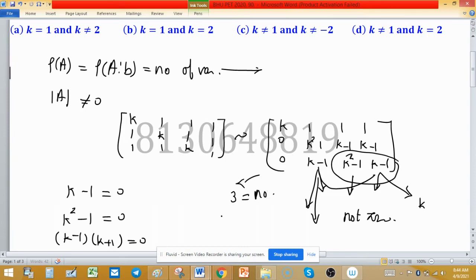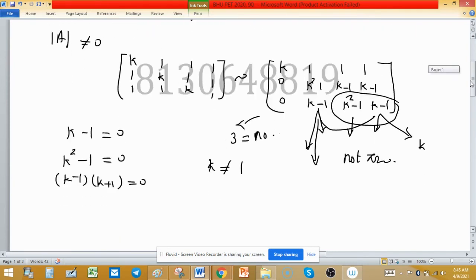So we cannot choose the value of k as 1. It means k is not equal to 1. In options A and B, k equals 1, so options A and B are discarded here. Now options C and D might be true, or both might be true. But the condition on k is also given as k equal to minus 2 or 2. So using rank, we cannot find another condition.